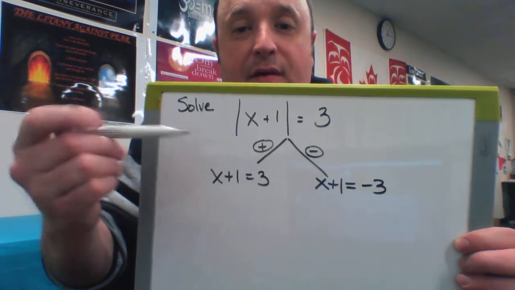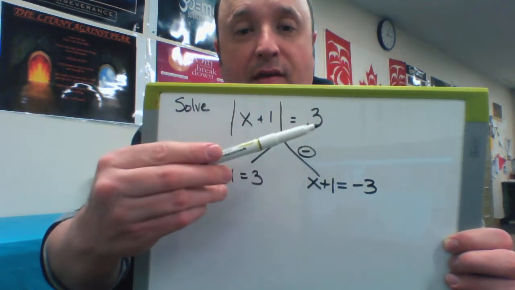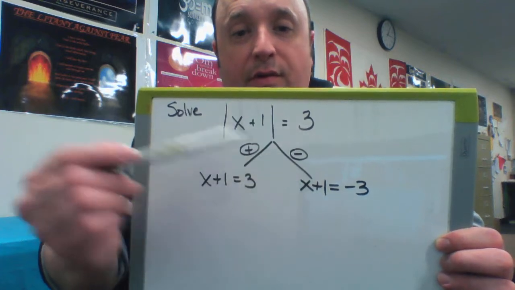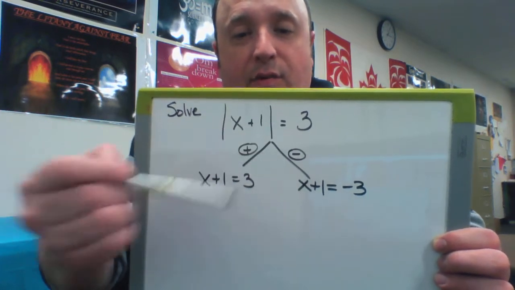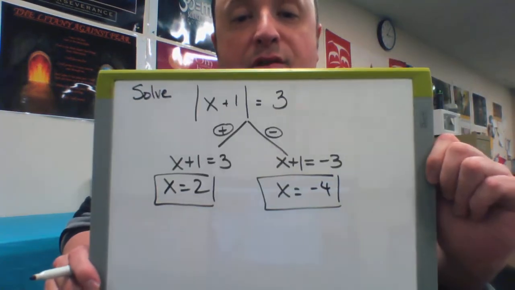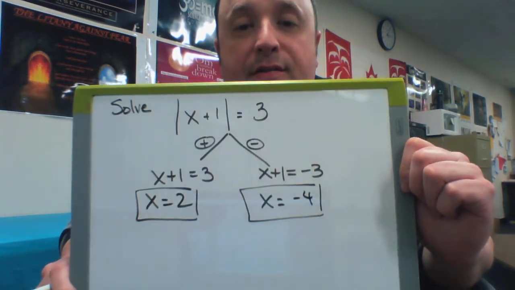So I can figure out what makes this +3, then I'll get 3. And if I can figure out what makes this -3, like that's what this question is all about, then when I do the absolute value, I get 3. Let's review. So let's solve it. Okay, so I got 2 and -4, two separate answers.